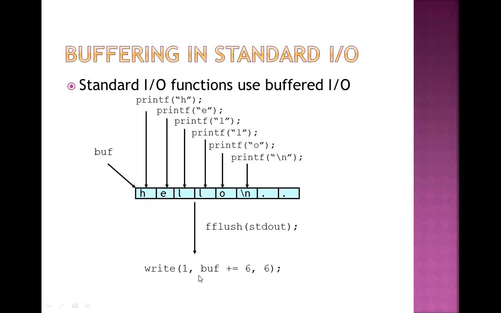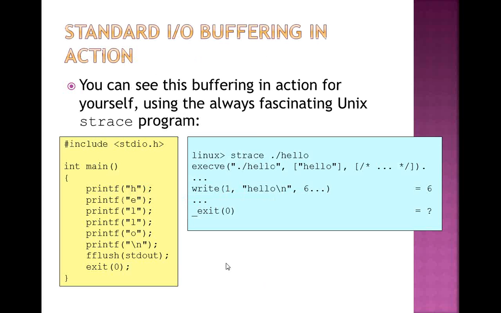Then use the write function, where buf plus equals 6, at the 6th location, that is 1, 2, 3, 4, 5, 6. At the 6th location there is the finish, that's why it uses buf plus equals 6. This is how buffering is done in standard input output.